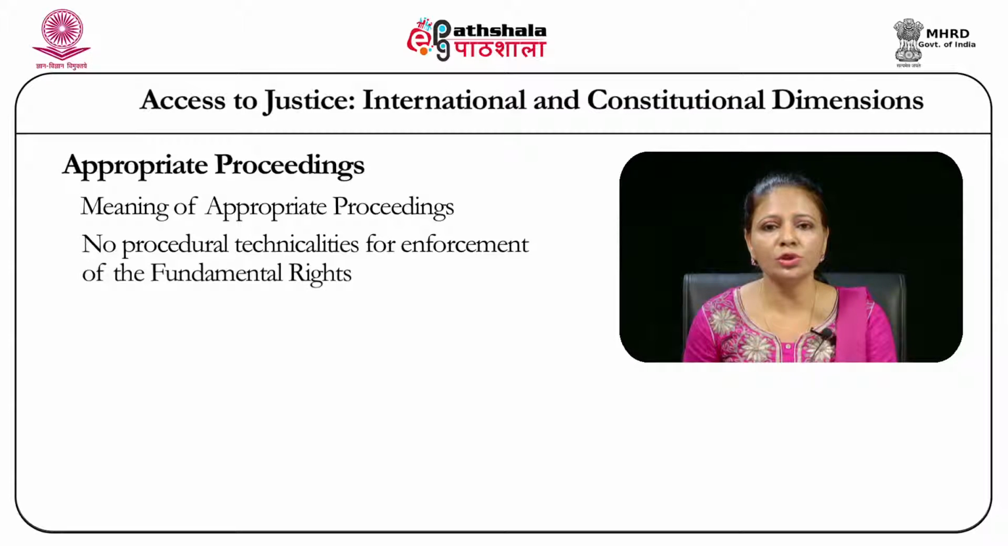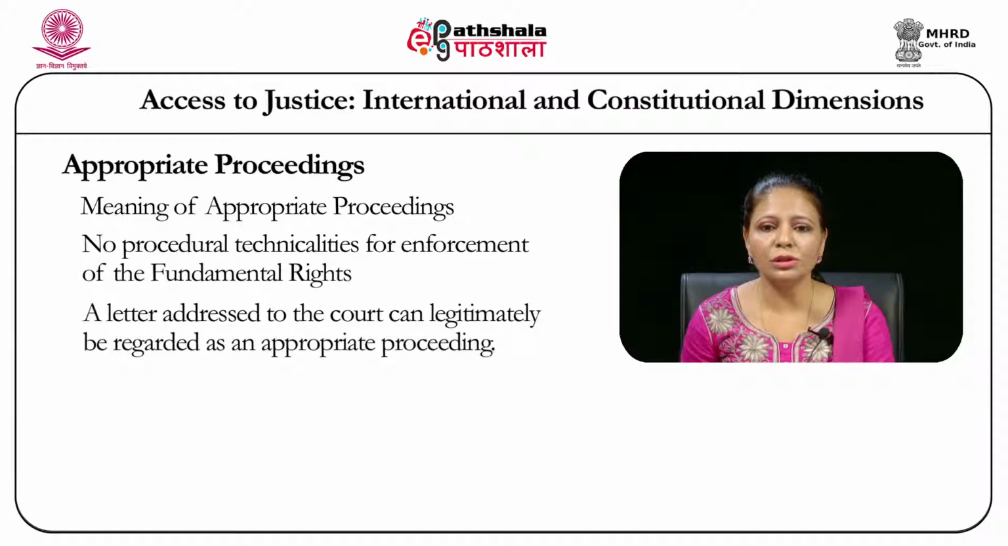In Bandhua Mukti Morcha versus Union of India, the Supreme Court observed that the constitution makers deliberately did not lay down any particular form of proceeding for enforcement of a fundamental right, nor did they stipulate that such proceeding should conform to any rigid pattern or straitjacket formula, because they knew that in a country like India, where there was so much of poverty, illiteracy, deprivation and exploitation, any insistence on a rigid formula of proceeding for enforcement of a fundamental right would become self-defeating. For the enforcement of a fundamental right of the poor, disabled or ignorant by a public spirited person, even a letter addressed to the court can legitimately be regarded as an appropriate proceeding.